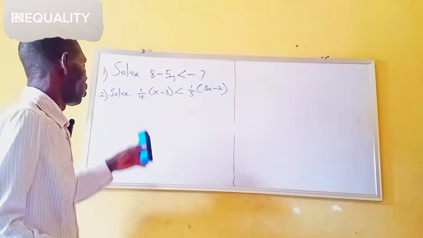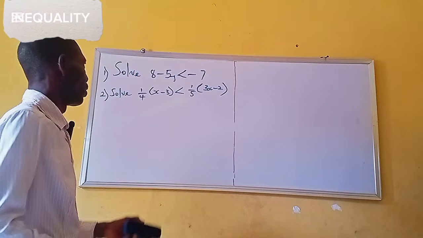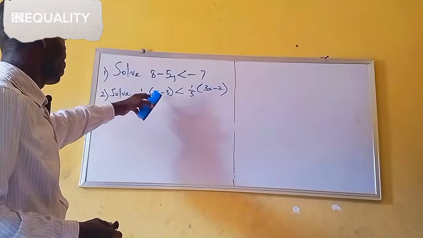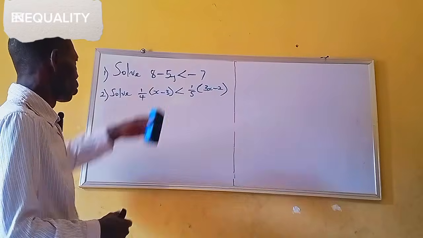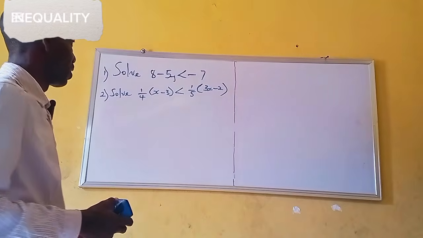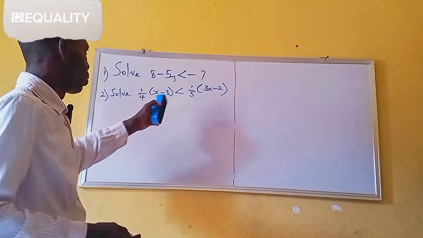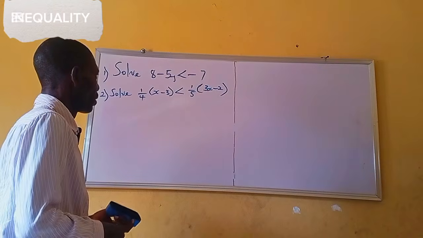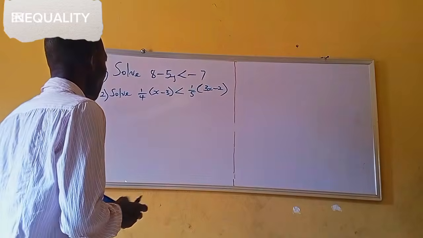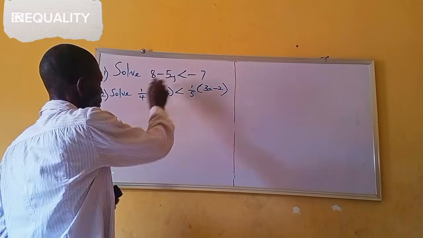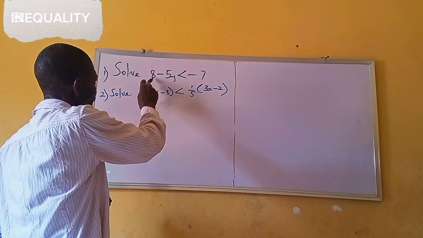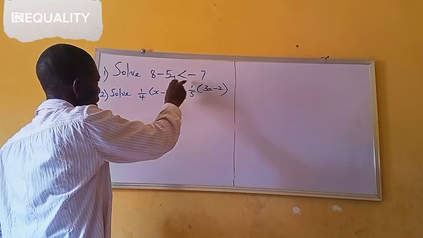So, when you are given an algebra inequality question like this to solve, we are going to solve two examples that have to do with negative division. So I want you to look very well so that you'll be able to grasp this step-by-step trick to arrive at the right answer. The first question says solve 8 minus 5y less than minus 7.